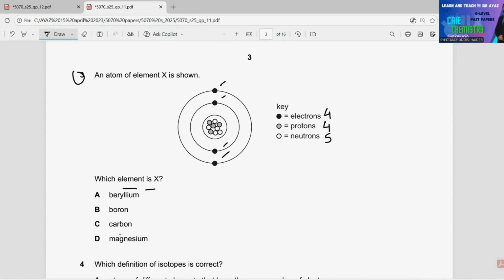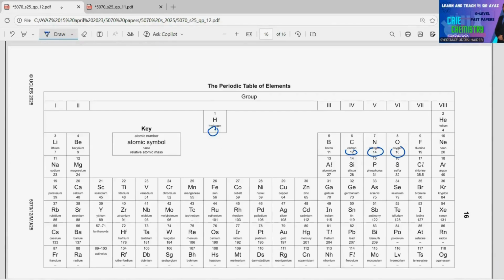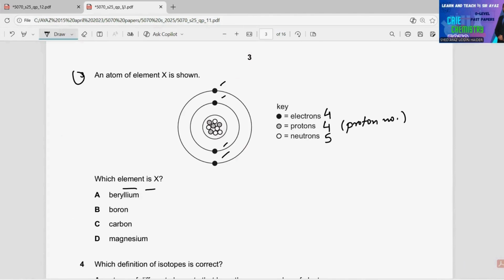So 4 protons means 4 will be the proton number of this element. So if you look at the periodic table, we have beryllium, the one which has 4 as its proton number. So beryllium is the correct response here. So A must be the right answer in this case. The other choices are incorrect.